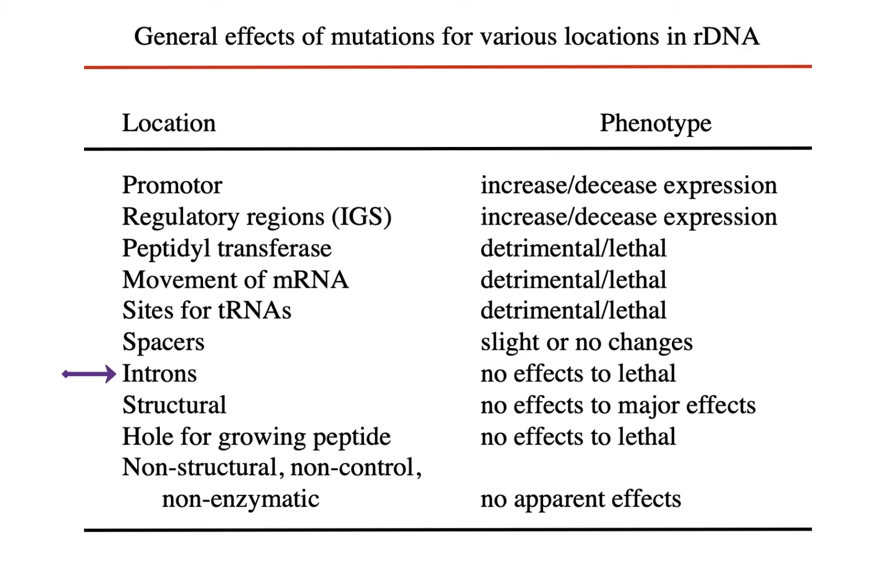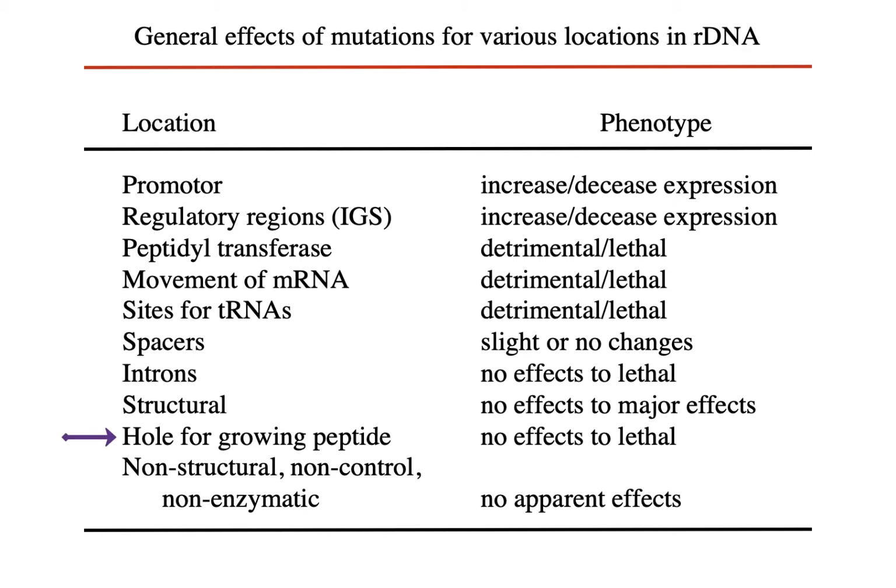Introns, there are introns in ribosomal RNA genes. They can have either no effect at all, or they can be completely lethal. So there's a big range of what can happen there. If the mutation affects the structural parts of the ribosomal RNA, so it affects the structure of the ribosome, it depends on where it occurs. If it's in the very center of the ribosome where those active sites are for tRNAs and the peptidyltransferase and movement, then they can have major effects. If they're on the outside, often they don't have major effects at all on the ribosome functionality.